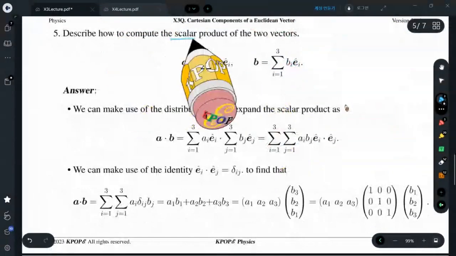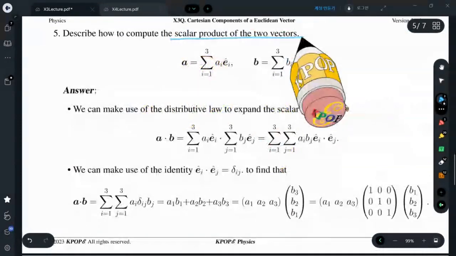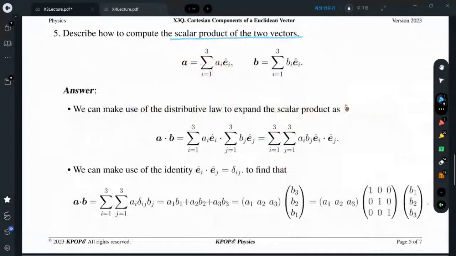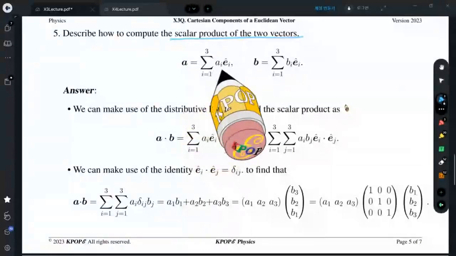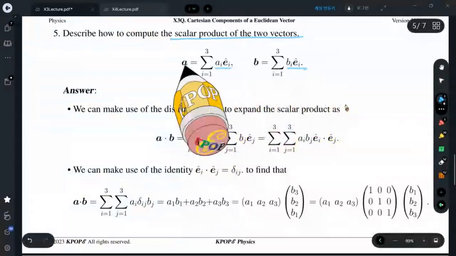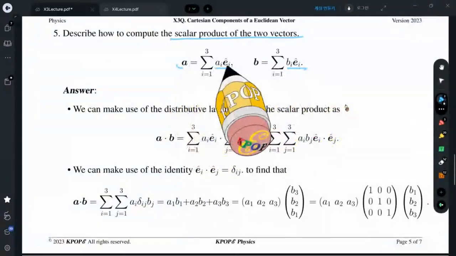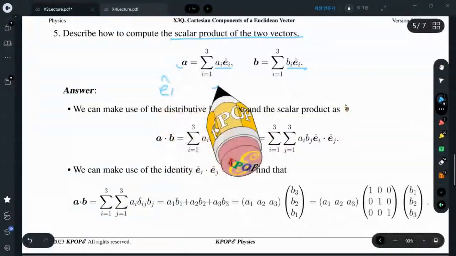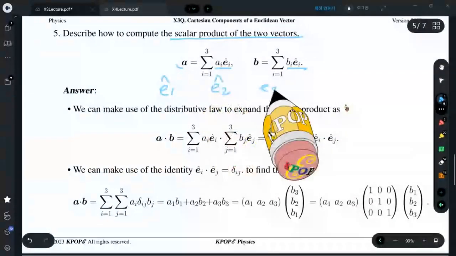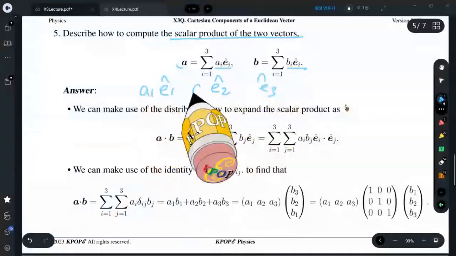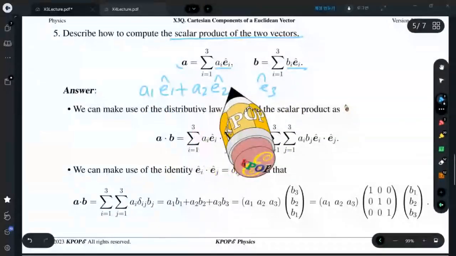Describe how to compute the scalar product of two vectors. Descartes introduced the Cartesian coordinates, and a vector can be expressed as a linear combination of these three basis vectors. The coefficients are called the Cartesian components.